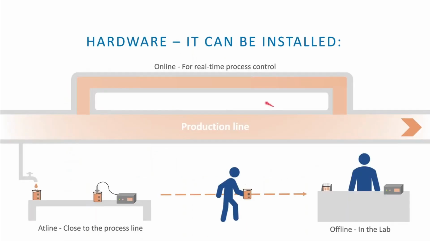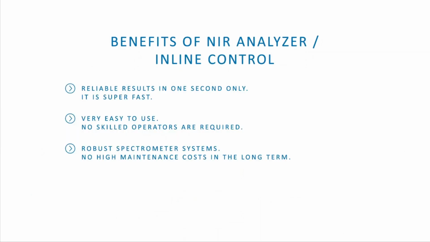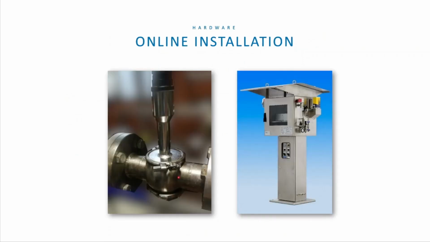The hardware can be installed online for real-time process control, at line, close to the process line, or offline in the lab. The benchtop solution gives operators freedom to collect samples from the plant, a tank truck, or oil silo tank. Benefits are instant: fast, reliable results in few seconds, easy to use because the operator has just to monitor a screen, no maintenance. The only yearly spare part is the halogen lamp to be replaced. The flanged probe is installed in the pipe and the instrument is placed inside an ATEX cabinet.